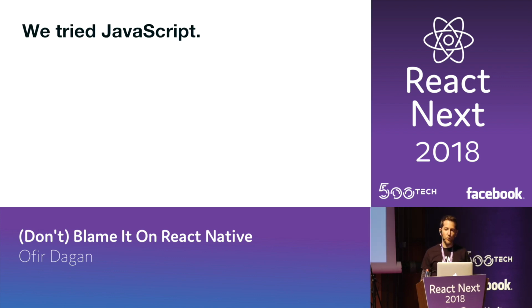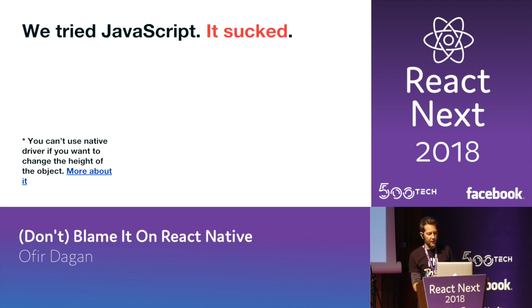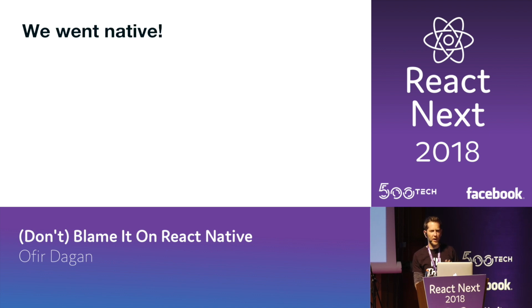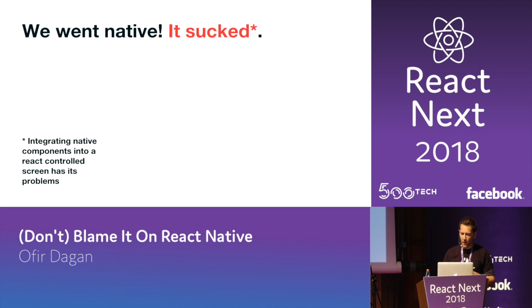At first, we tried to go with a naive approach. We did it with JavaScript. We calculated the animation using Animated, and it sucked. And then we said, wait a second. We are writing React Native, and React Native has this promise that you can do whatever you want in native if you so wish. So we did. We tried native, but it sucked as well.